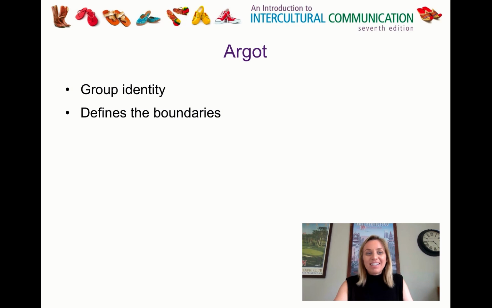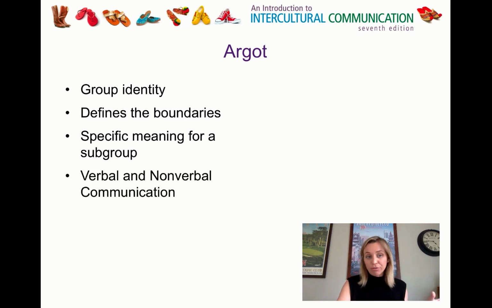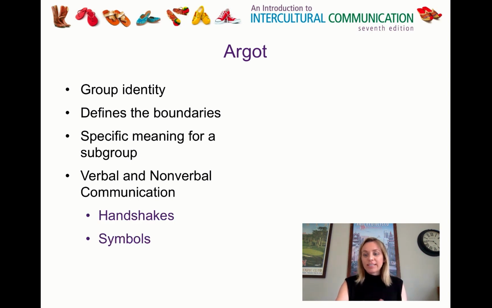Okay, so group identity is important when it comes to these groups. If you know the language, then you have this shared identity. For example, I was a Pi Phi and we had songs that went along with this. The language also defines the boundaries of your group, so who's in your group and who's not. And the language holds specific meaning for that subgroup and could mean something else to a different group. It's not only limited to words, but it can be nonverbal communication as well, so things like handshakes, clothing, tattoos, symbols, and flags.